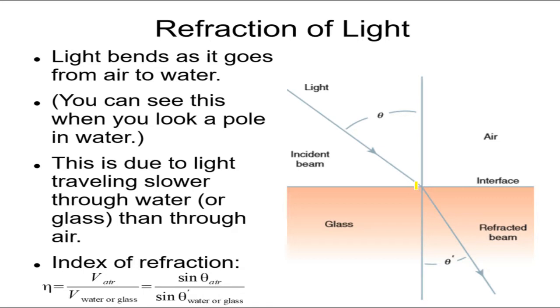Now, if air and glass or water or whatever it might be were exactly the same, then it would go straight like that. But it doesn't. It gets bent a little bit downward, bent a little bit in. Interestingly enough, if you're shining the light through the glass, it'll actually bend outward when it gets to the air.